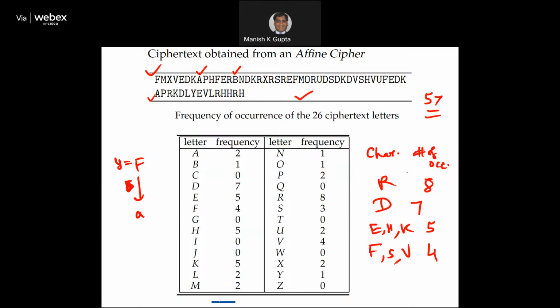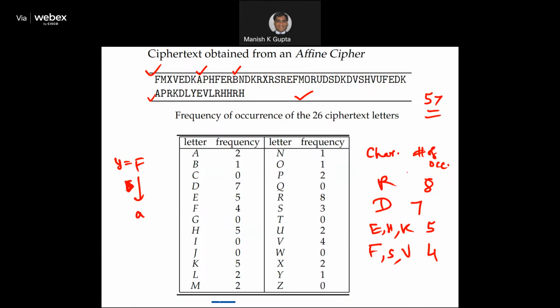So what do you do? Just take a cup of tea and observe this. You can count frequency. So the first observation: the length of the encrypted string is 57. The size of the string is 57. And now we can look at the frequency of occurrence of the 26 ciphertext letters.